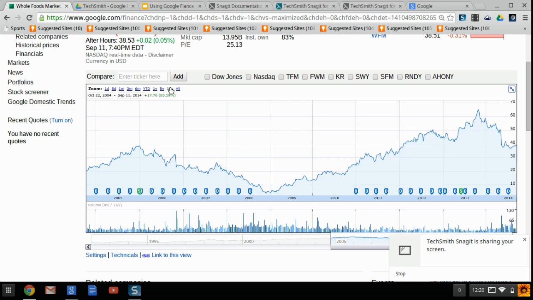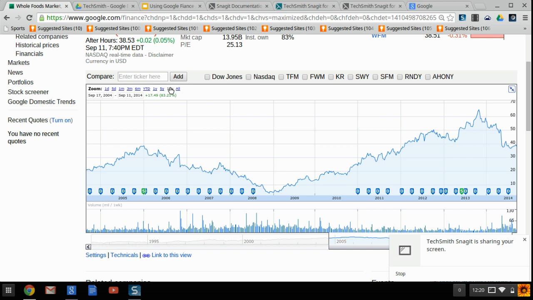So if you click on the 10 years, you can see that it'll go back as far as it goes. Now, not all stocks have been traded for 10 years. So if you go 10 years and it's not quite 10 years, that's okay. Just go back as far as your stock can.